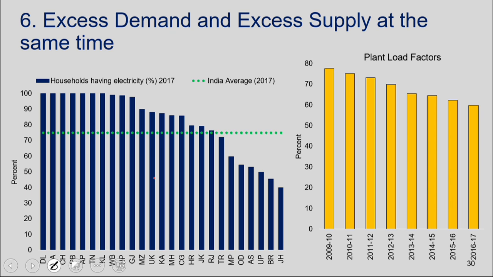Plant load factors have declined very sharply. And so on the right, you see declining plant load factors, which shows excess supply. On the left-hand side, you see still so many people need power. So that's excess demand. This is one of the paradoxes about India today, that we have both excess demand and excess supply at the same time.